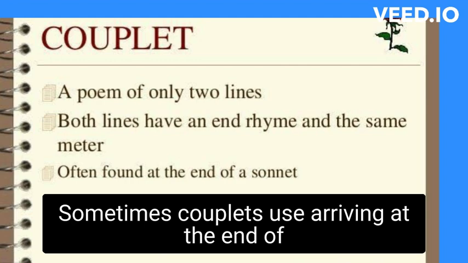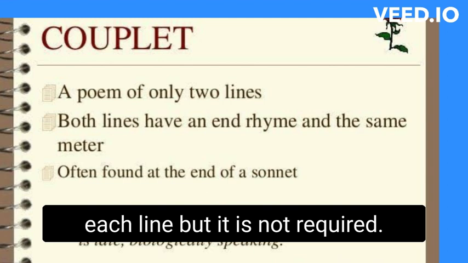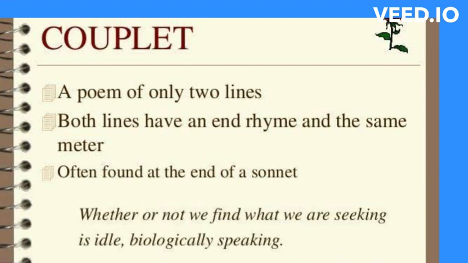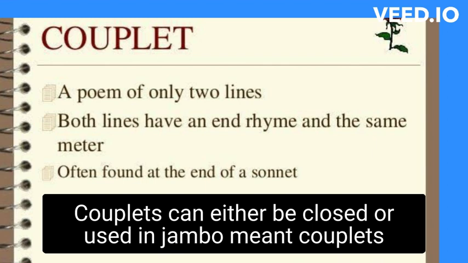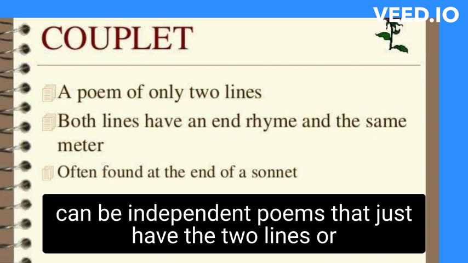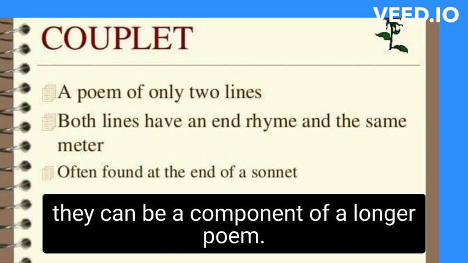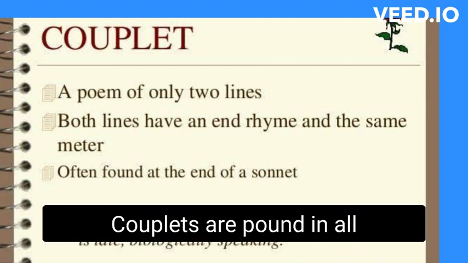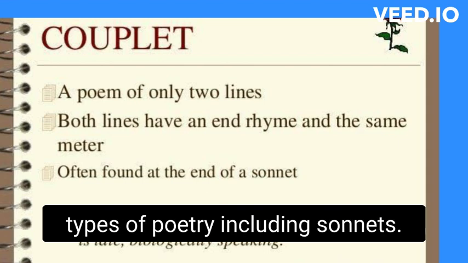Sometimes couplets use rhyming at the end of each line, but it is not required. Couplets can either be closed or use enjambment. Couplets can be independent poems that just have the two lines, or they can be a component of a longer poem. Couplets are found in all types of poetry, including sonnets.